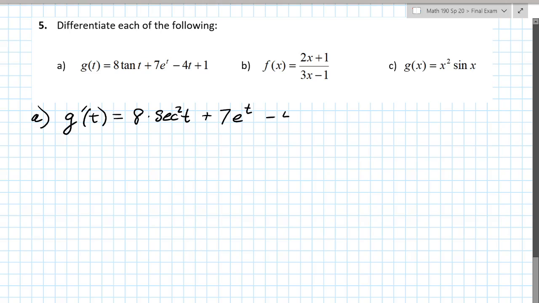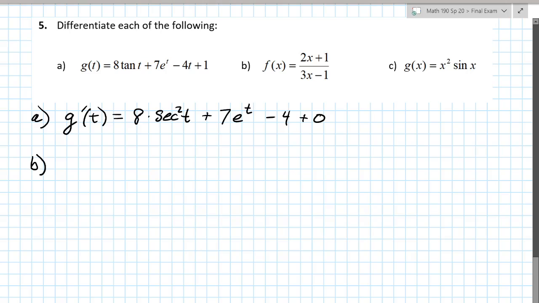Minus, now we've got a power rule, 4, and then constant by itself, just 0. Nothing to combine there, no like terms. That's it for part A.